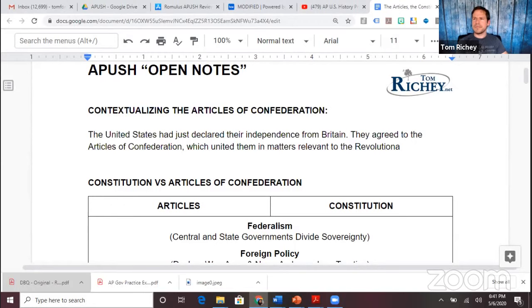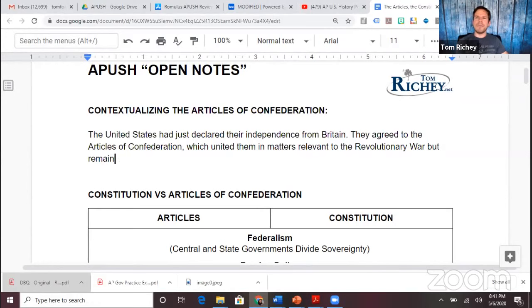So think of it as a military alliance for the Revolutionary War, but the states remained sovereign. They agreed, but maintained the sovereignty of each state in all internal matters, or we would say nearly all, because we want to be careful about saying all. So, independence from Britain.